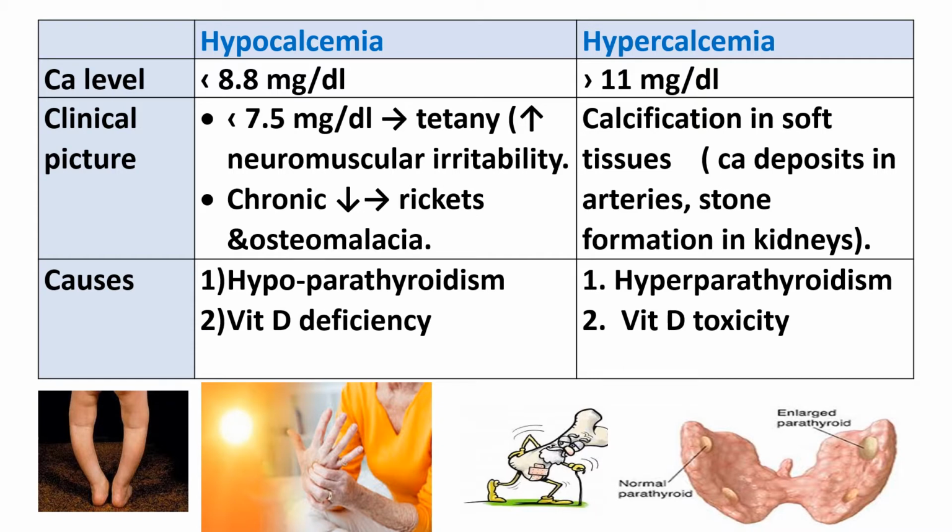On the other hand, with hypercalcemia, if the calcium level is above 11 milligram per deciliter, it causes calcification in soft tissues, stones in the kidney, and calcium deposits in arteries. Of course, hypercalcemia means increased calcium level, so it's caused by increased parathyroid hormone or increased vitamin D.